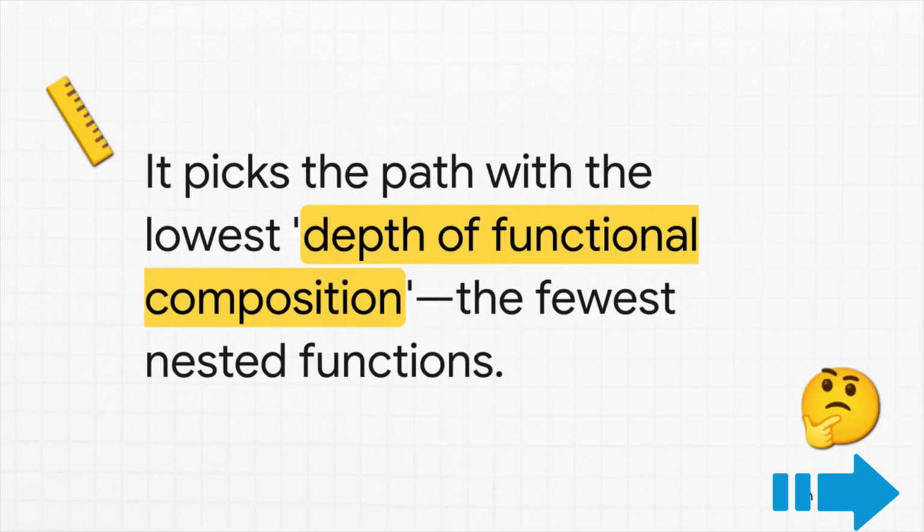You might think it uses some incredibly complex, forward-thinking logic, but Slagle's solution was just wonderfully simple. The program measures something called the depth of functional composition. In plain English, it just counts how many functions are nested inside other functions. It looks at all the options and picks the one that looks the least complicated on the surface. That's it. It's not about intuition, it's just a simple, measurable rule.